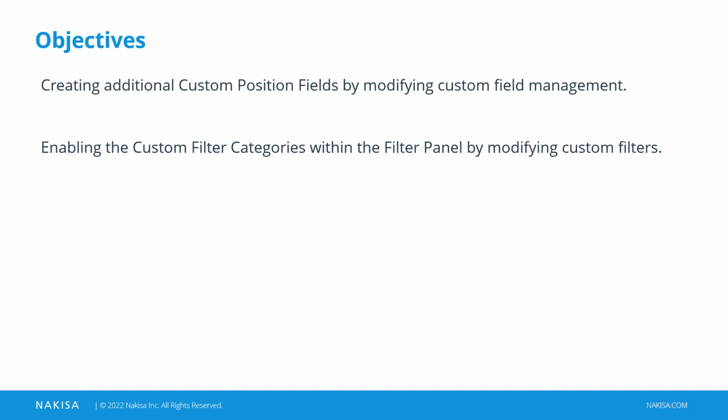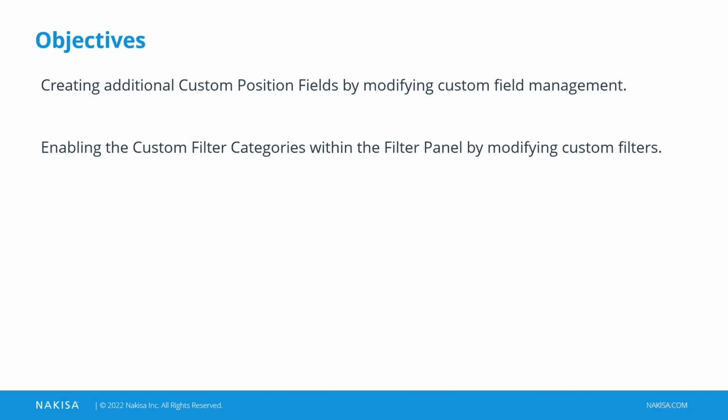So once these custom fields are added, they start to appear in different sections within the Nakisa HR Suite. For instance, these position custom fields appear in the position details page, the position search views, and other position object related pages within the front end of the Nakisa HR Suite.